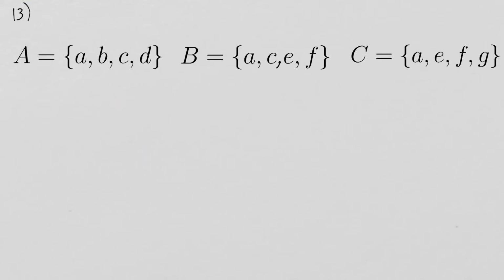Okay, number 13. The question is, we want A intersect B. So these are only the items that A and B share in common. So it looks like we have an A in common and a C in common, but that's it. So this is going to be equal to A and C.